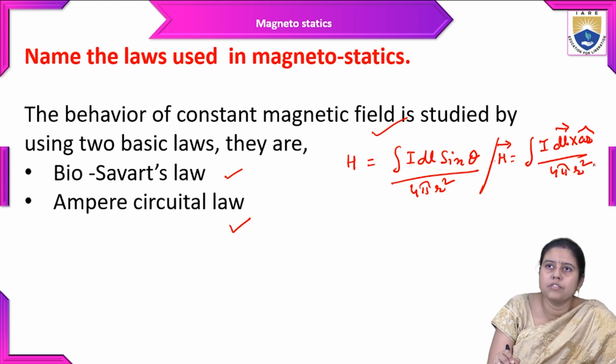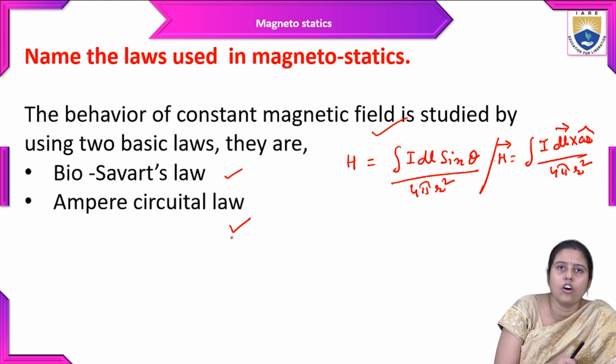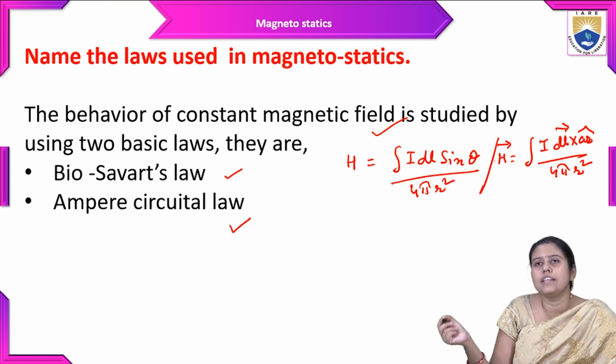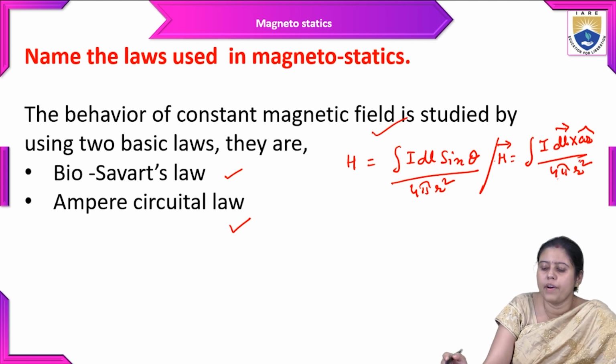So this is the Biot-Savart law: if there is a current carrying conductor, the field intensity at a distant point depends on dl cross ar by 4 pi r square.